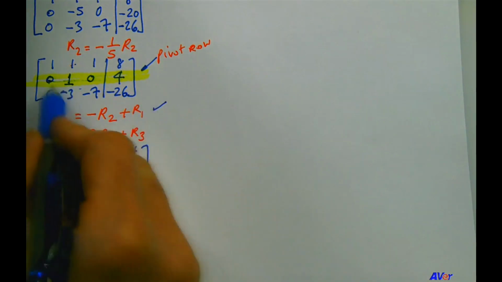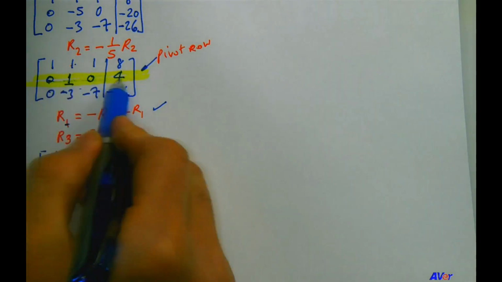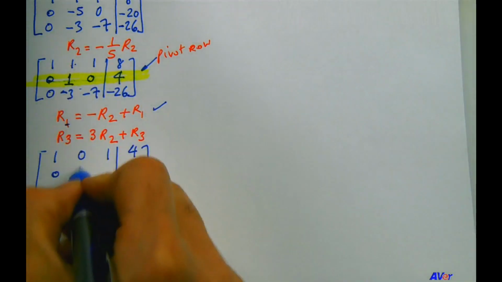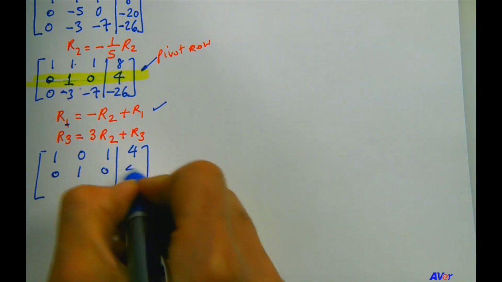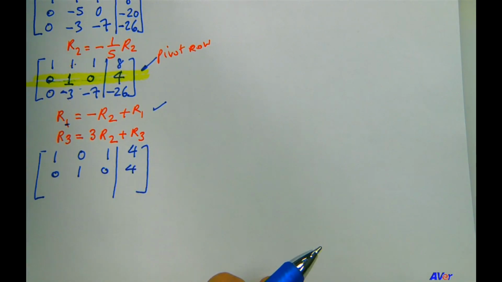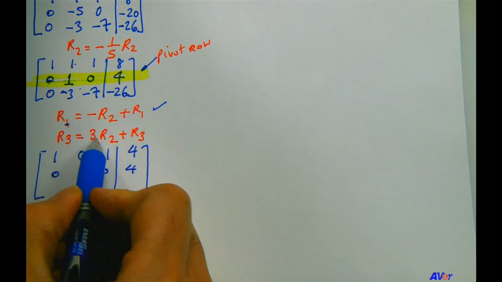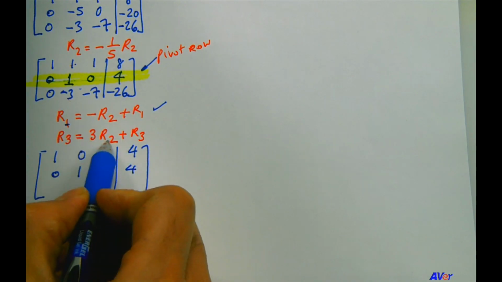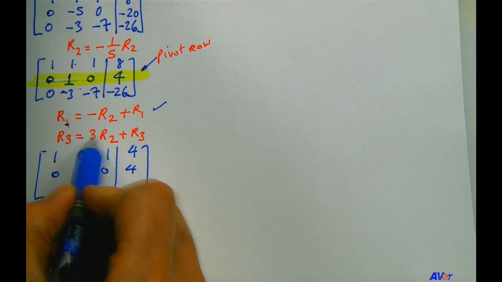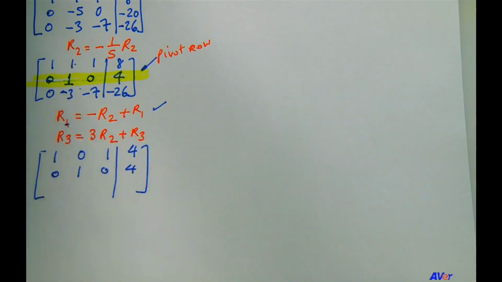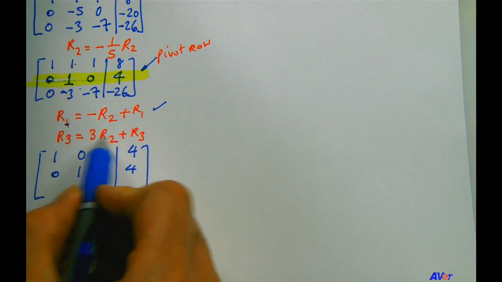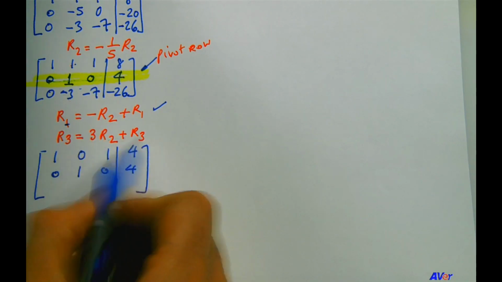Okay, so this is saying, the second row, by the way, is the pivot row, right? It's not changing, so let's write it down. 0, 1, 0, and 4. So this row operation says, multiply the pivot row by 3. The pivot row is the second row. Multiply the pivot row by 3 and add it to row 3. Okay, multiply the second row by 3 and then add it to row 3.